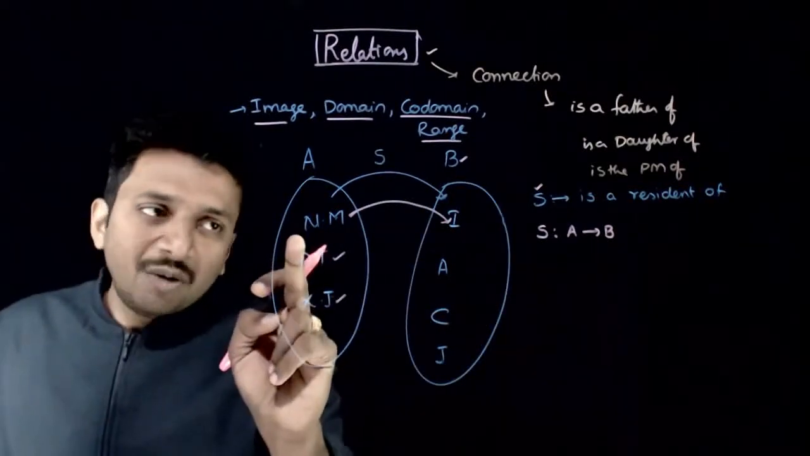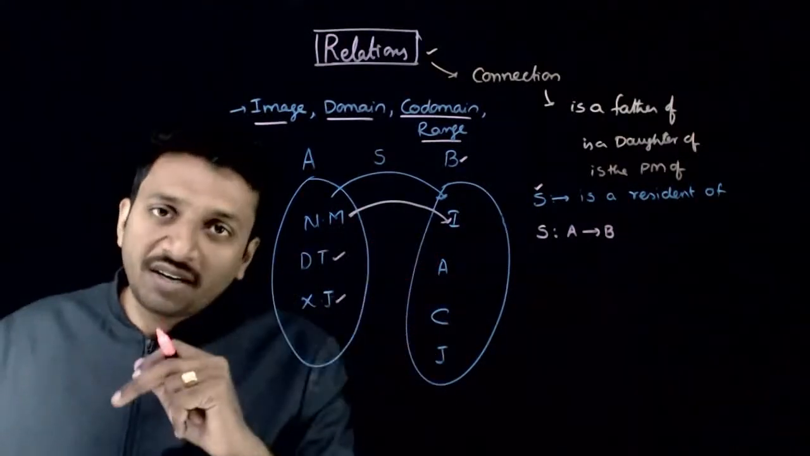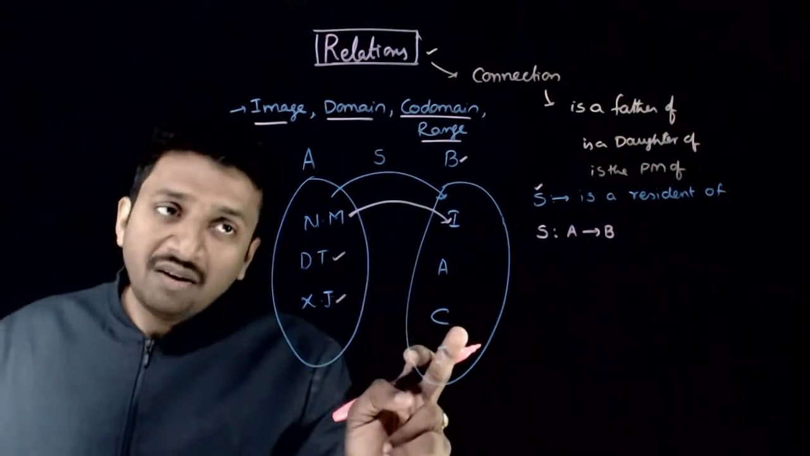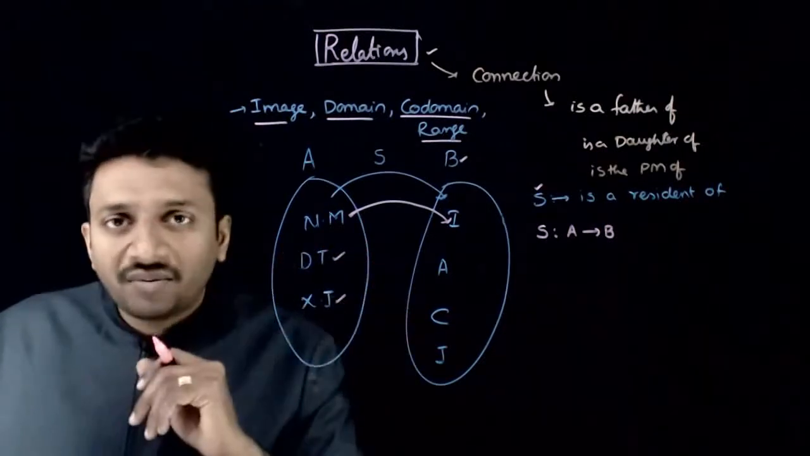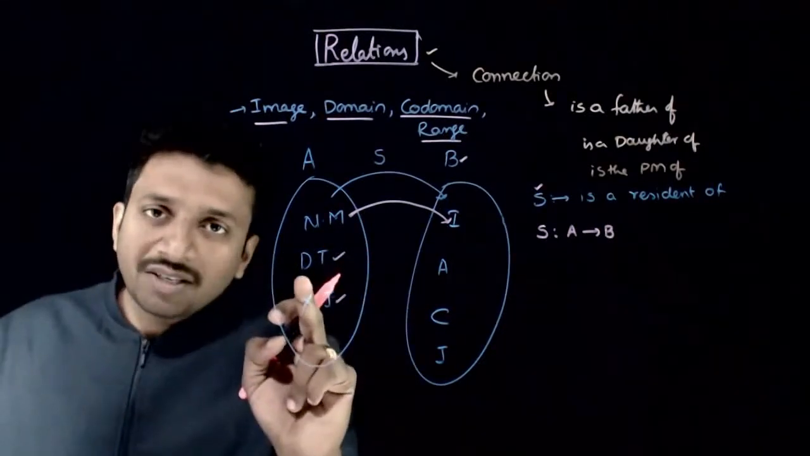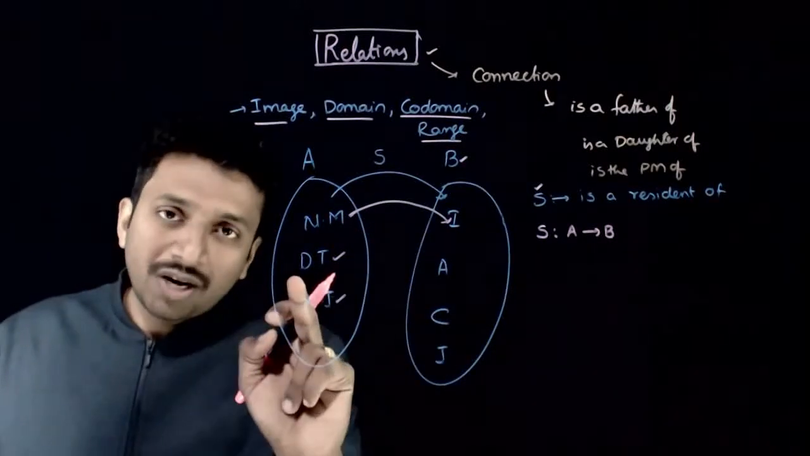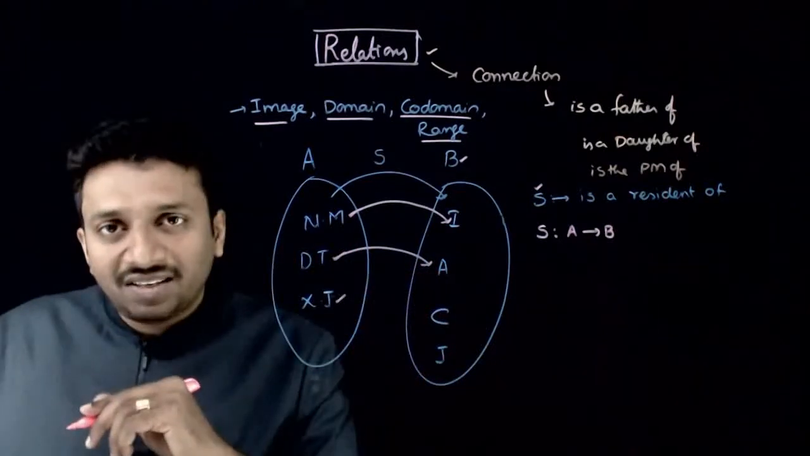Is Modi a resident of America? No. So these two will not be connected by this relation. NM, will it be connected to China? No, because he is not a resident of China. He is not a resident of Japan. Next, go to Donald Trump. Donald Trump, is he a resident of India? No. Is he a resident of America? Yes. So I connect these two.